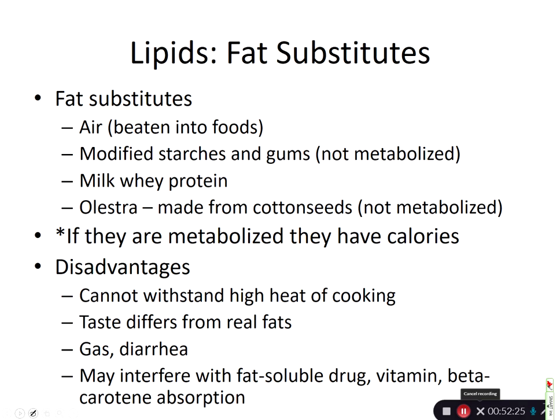If they aren't metabolized, they don't have any calories in them. Now, the disadvantages of all of these: one is it cannot withstand the high heat of cooking.